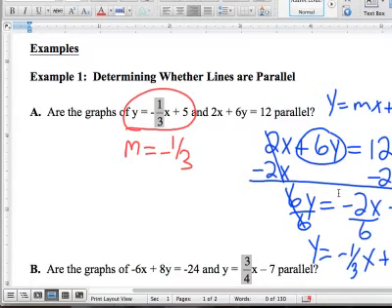So now we can tell what the slope is on this line. The slope is negative 1/3. Are both slopes negative 1/3? Yes, so we say that they are parallel. The biggest thing on these problems is you're going to have to transform one of the equations to get it into slope-intercept form. You always want to solve for y. Okay. All right, we got another one just like this.